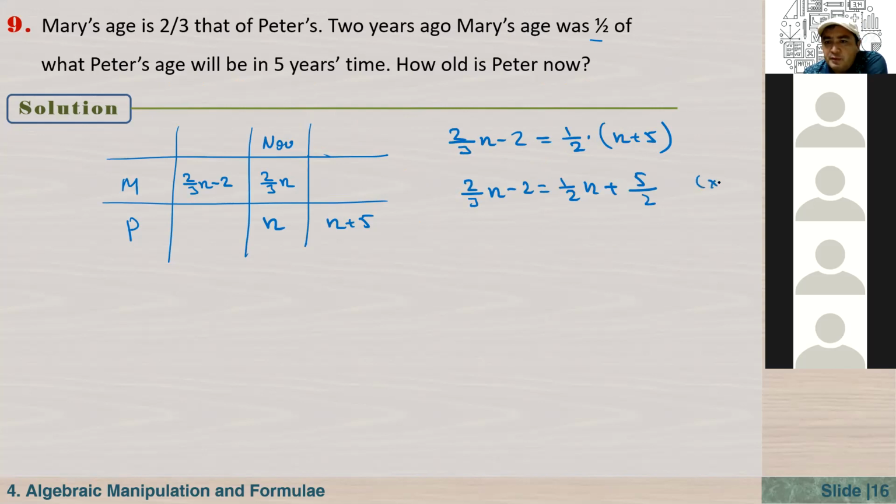Now, if you multiply both sides by 6, 6 over 3 is 2, 2 times 2 is 4n, minus 6 times 2 is 12. 6 times half is 3n, 6 times 5 over 2 is 15. Take 3n to the left-hand side, 4n minus 3n is n. Take negative 12 to the right-hand side, it is 27. What is the question? How old is Peter now? So now Peter is 27.